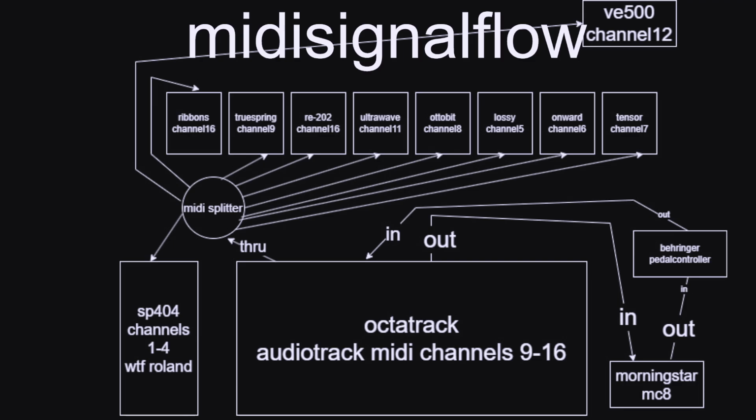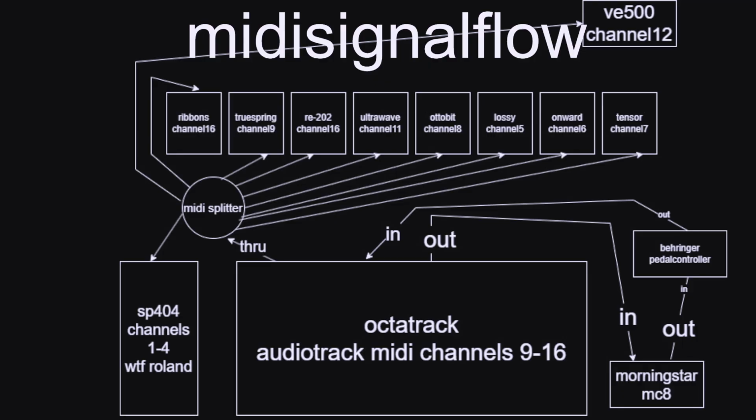So then the Behringer, like I said, it controls all the vocal effects, and it gets there through the through output on the Octatrack. The through being a copy of the input, going out into a MIDI splitter. And then for the MIDI splitter, it goes into the 404. Channels 1 through 4 are reserved for the 404. That's just the way that the 404 is set up. Bus effects 1 through 4 are on channels 1 through 4. The loopers on channel 1. It's really weird. It sucks because it eats up a bunch of channels.